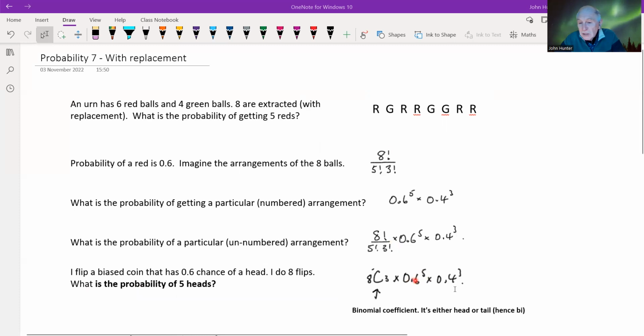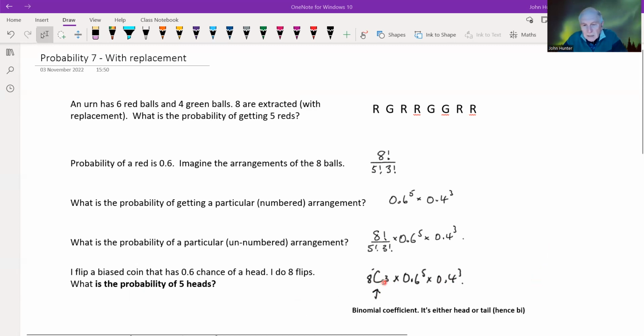But our 0.6s are the same, our 0.4s are the same, and this is the answer here. Now, this bit, this 8 choose 3, we call the binomial coefficient. Why is it binomial? Well, it's binomial because it's 2. We're looking at a situation where we can have one or the other, a head or a tail, or a red or a green, or whatever. So that's what makes it binomial.